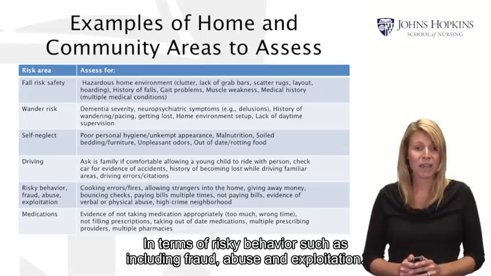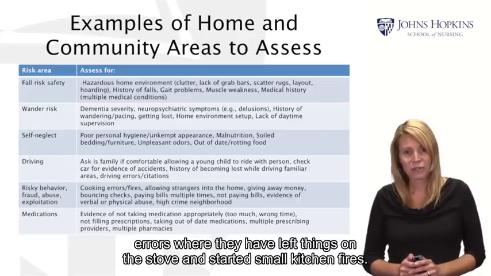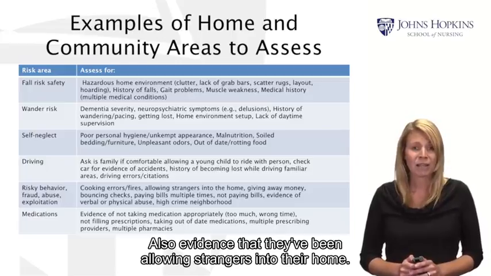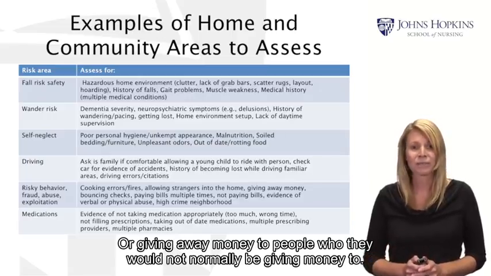In terms of risky behavior, such as fraud, abuse, and exploitation, there could be a history of cooking errors where they have left things on the stove and started small kitchen fires. Also evidence that they've been allowing strangers into the home or giving away money to people who they would not normally be giving money to.